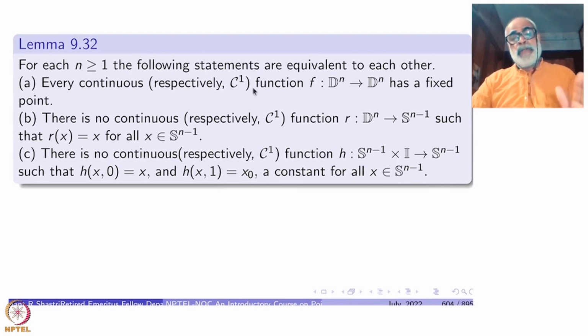By the way, even if you just prove the C1 case here, you have to argue for continuous separately. These have to be done separately. There is no other choice here. One doesn't imply the other. You have to go through the whole thing separately, but that's easy anyway.